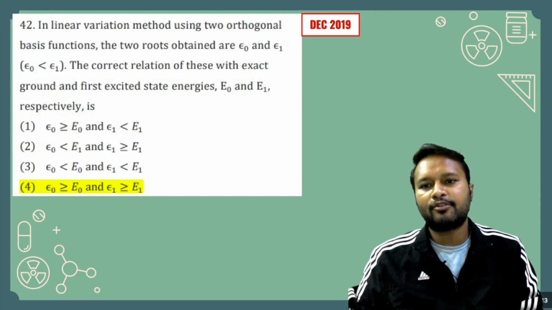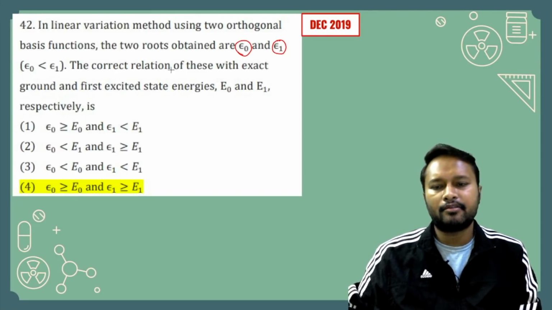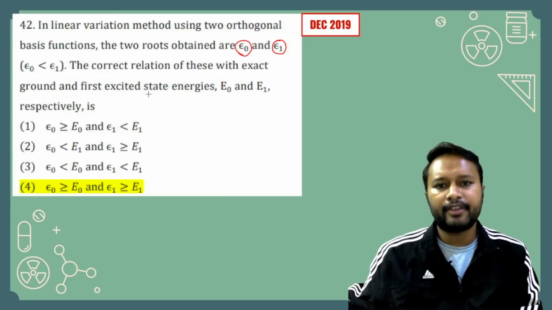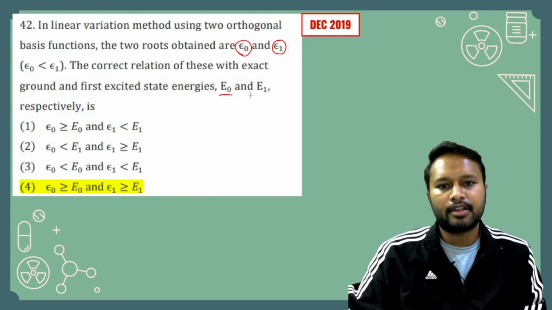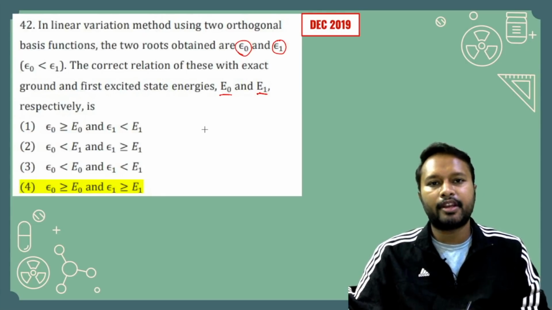The next question says that in the linear variation method using two orthogonal basis functions, the two roots obtained are epsilon naught and epsilon 1, where epsilon naught is smaller than epsilon 1. What is the correct relation of these with the exact ground state and first excited state energy? So this is ground state and this is first excited state energy. Now this particular question is from the variational principle.